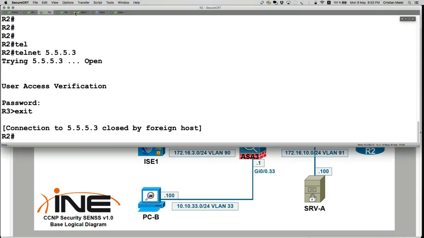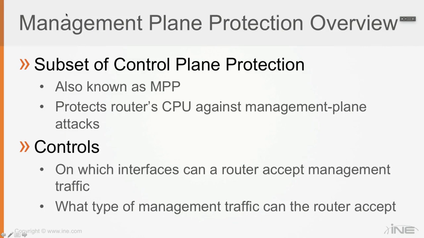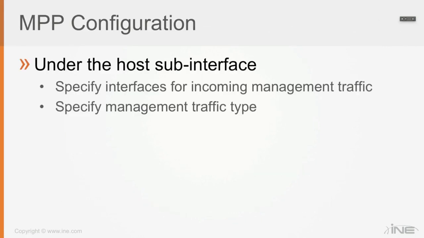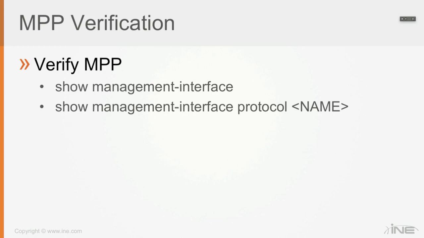Because it's a subset of control plane protection, it's going to be configured under the host sub-interface, and based on what we want to restrict, we're going to be able to specify on which interfaces management traffic is allowed inbound and what kind of management traffic is allowed inbound. Verification wise, we have the show management interface command to verify on which interfaces which management protocols are allowed inbound on the router, or we can say show management interface and a specific protocol to see if that protocol, like telnet, HTTP or SSH, is allowed.